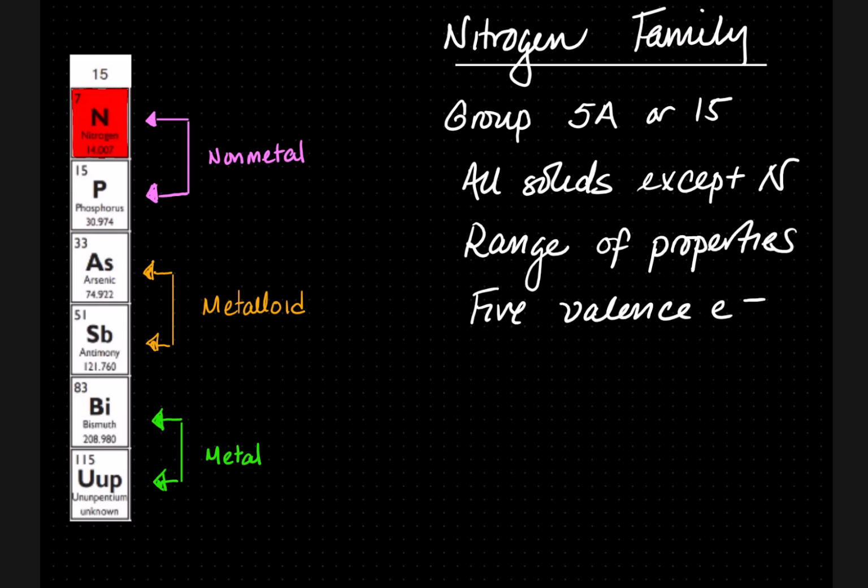Since they have 5 valence electrons, they tend to gain or receive 3 electrons and become a charge of 3 minus and is an anion. Nitrogen, phosphorus are nonmetals. Arsenic and antimony are metalloids, and the last 2 are metals.